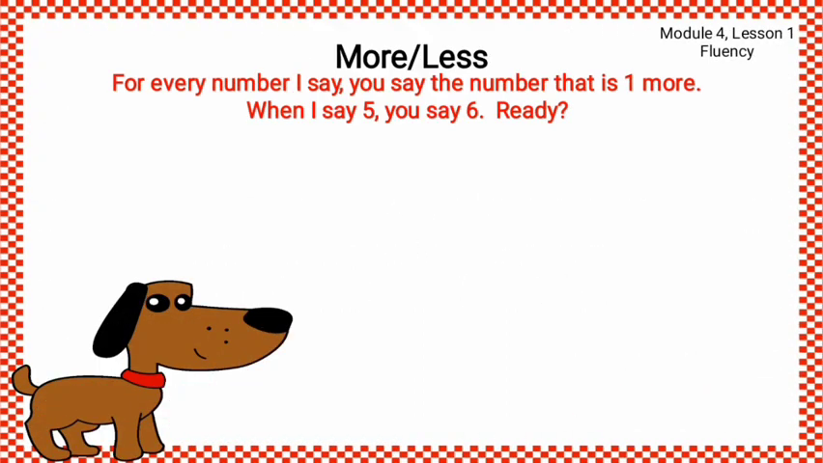Now let's start with a little fluency practice. For every number I say, you say the number that is 1 more. When I say 5, you say 6, because 6 is 1 more than 5. Okay. All right. Let's begin. Now, 5. Can I hear you say 6? Good.